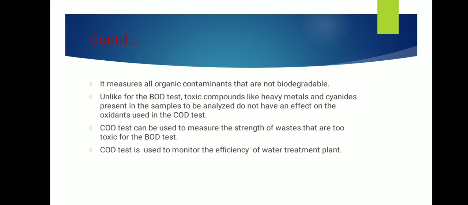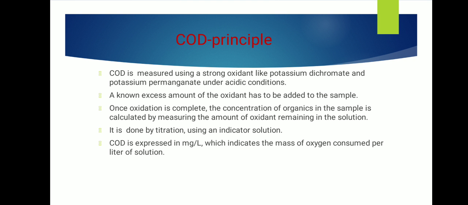Unlike the BOD test, toxic compounds like heavy metals and cyanides, which are present in the sample to be analyzed, do not have an effect on the oxidants used in the COD test. The COD test can be used to measure the strength of wastes that are too toxic for the BOD test. The COD test is used to monitor the efficiency of the waste treatment plant.